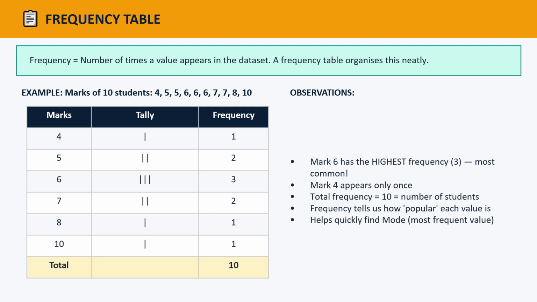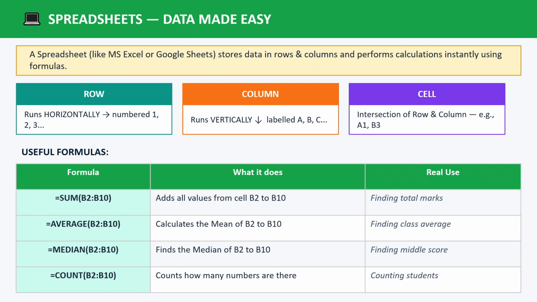Next, let's talk about a very useful tool, spreadsheets. Spreadsheets like Excel or Google Sheets help us store and calculate data easily. Data is arranged in rows and columns. Rows run horizontally and columns run vertically. Each box is called a cell, like A1 or B2. We can use formulas like sum, average, and median to do calculations instantly.